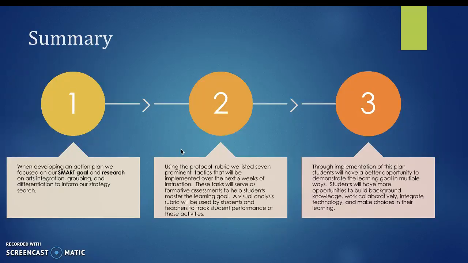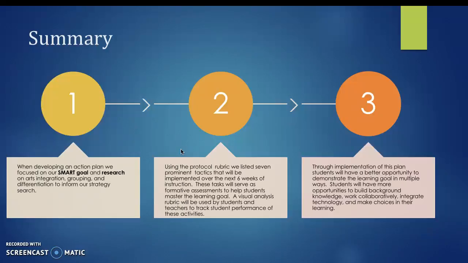And in summary, the first thing that we did was we developed an action plan that focused on our SMART goal and research on arts integration, grouping, and differentiation to inform our strategy search. Then we used the protocol rubric. We listed 7 prominent tactics that will be implemented over the next 6 weeks of instruction. These tactics will serve as formative assessments to help students master the learning goal. A visual analysis rubric will be used by students and teachers to track student performance of these activities. Students can also use this rubric to help guide their analysis to make sure that they're doing everything that they need to do, and also to help them improve.